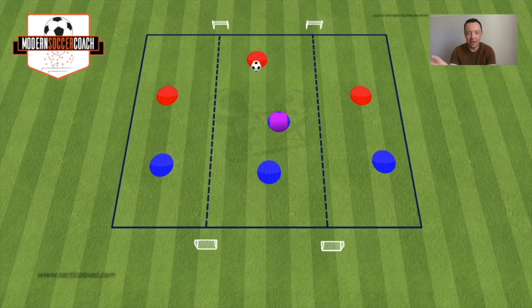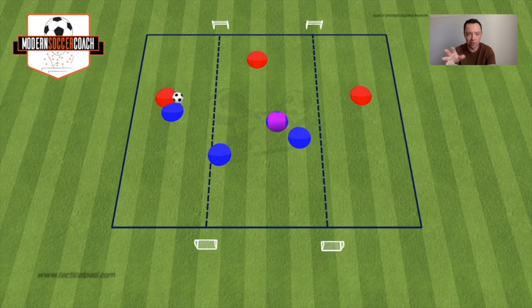The good news is you don't have to play 11v11. So if you're looking at this and saying, oh, this is great, but I've only got 10 players at training, we've got a solution for you. Don't worry. These principles are definitely transferable to small-sided games.